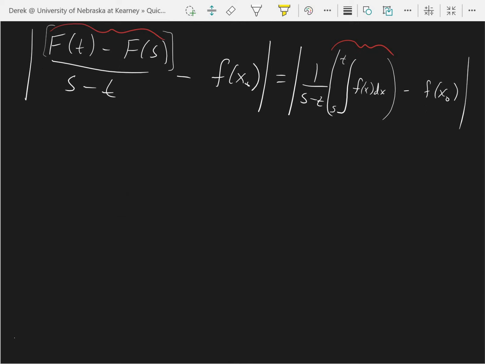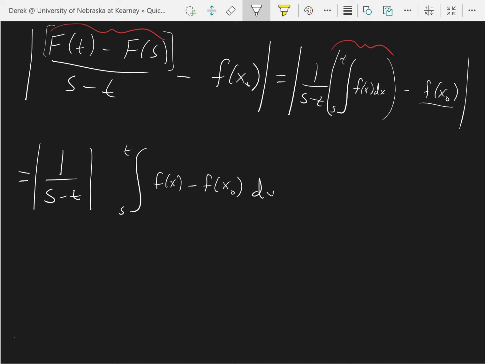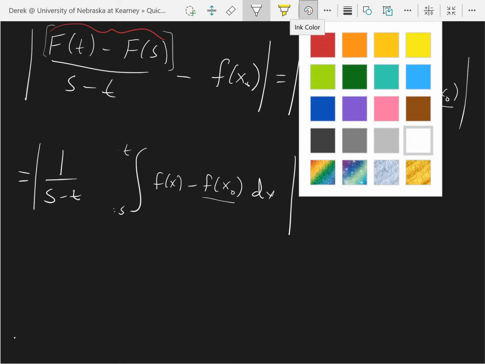Okay, so this is also equal to 1 over t minus s in absolute value, and I'm going to bring this constant inside the integral. So I've got f of x minus f of x naught dx, and that's still equality. Okay, so I've got a constant times the length of the integral. The length of the interval is t minus s.